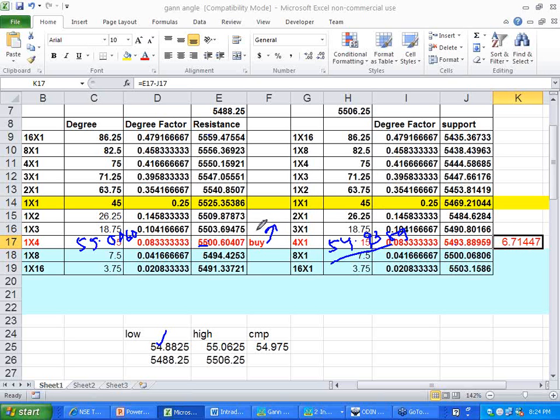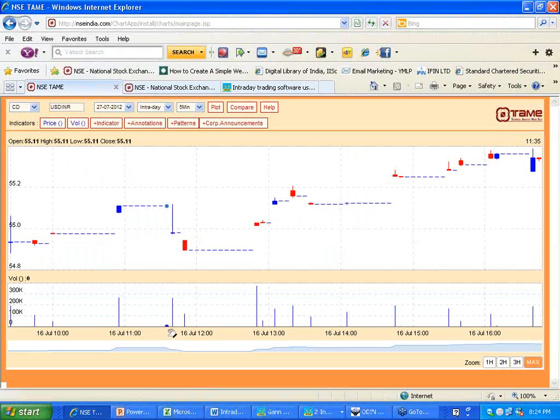This is what is there, and intermediate targets are here. This is what it has shown us. So let us backtest whether it has come true or not. We are at 54.97. Around 10:50 to 10:55, we got the chance to purchase. We have crossed the 55 level.